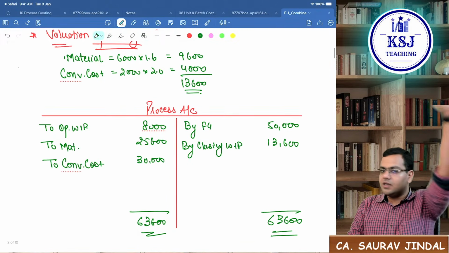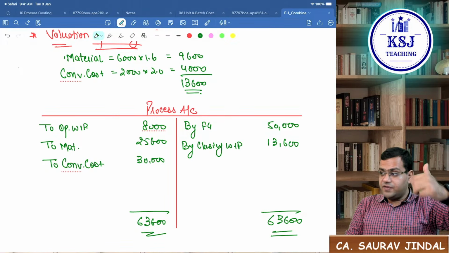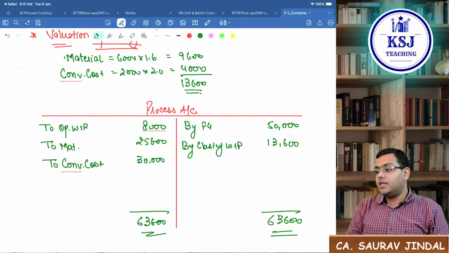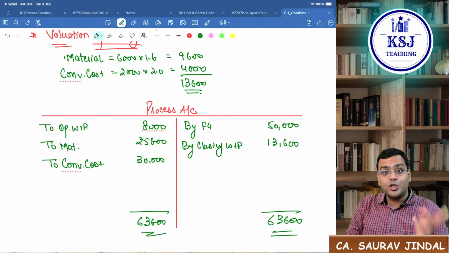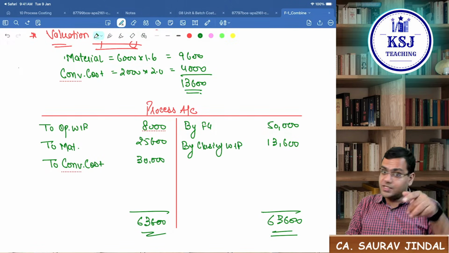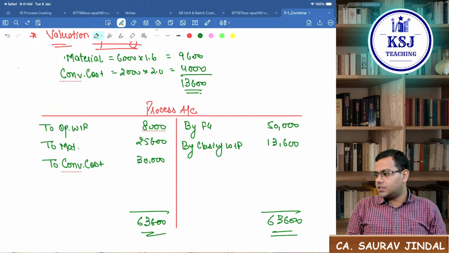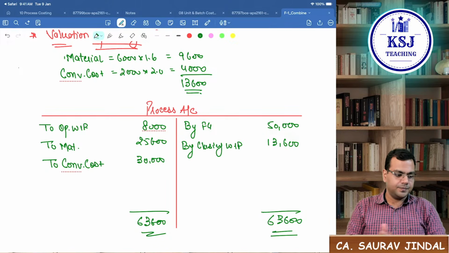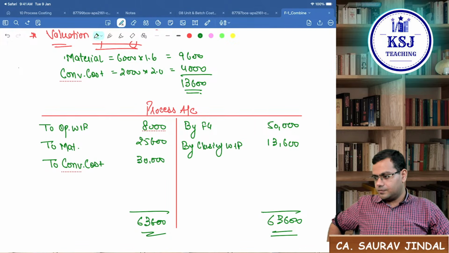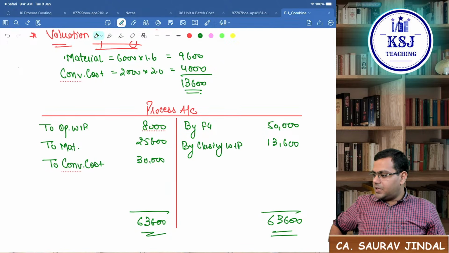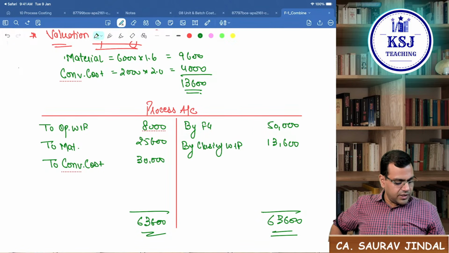Is the FIFO method clear, guys? So tell me about the FIFO method, then I will move on. The same question I will do by weighted average method. Then I will tell you that in the exam, if the question is silent, which method to follow, how to decide which method to follow, I'll tell you that also. Yes, clear? Rest of the people, is it clear? Yes, Ranjana is clear, Vedant clear.